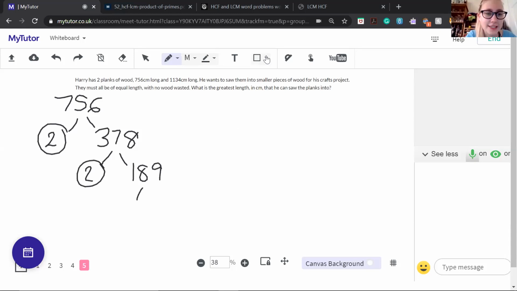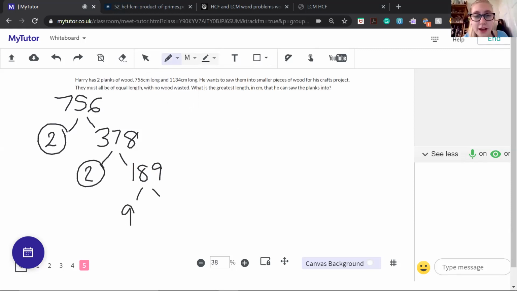189. This is quite a hard one to break down, actually. This has a factor of 3, because if you remember the trick from yesterday, when we add up all the digits, they equal a multiple of, in fact, they equal a multiple of 9. So let's do this even better. Let's divide this by 9.